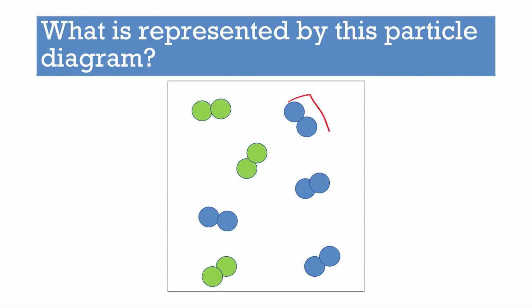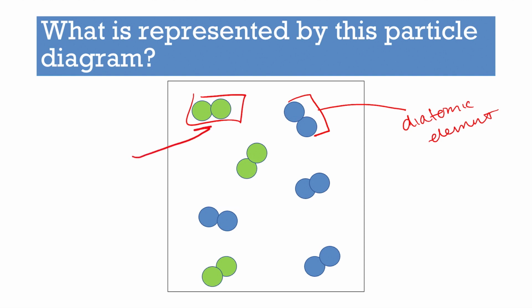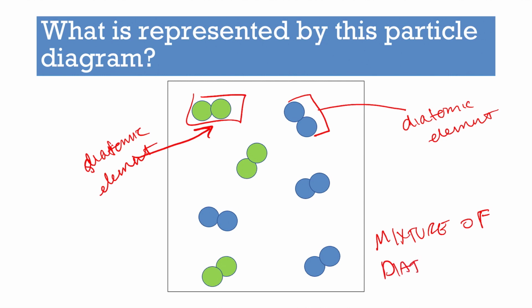Next, we have this. So here we have two of these circles connected together, but they are the same color. So this is a diatomic element. And same over here. Yes, there are two circles, but they are the same color. So that is a diatomic element. And so we have a mixture of diatomic elements. Sometimes you'll see diatomic, sometimes you won't. You'll just see an element. But again, we know it's an element because it's two identical things connected to each other.